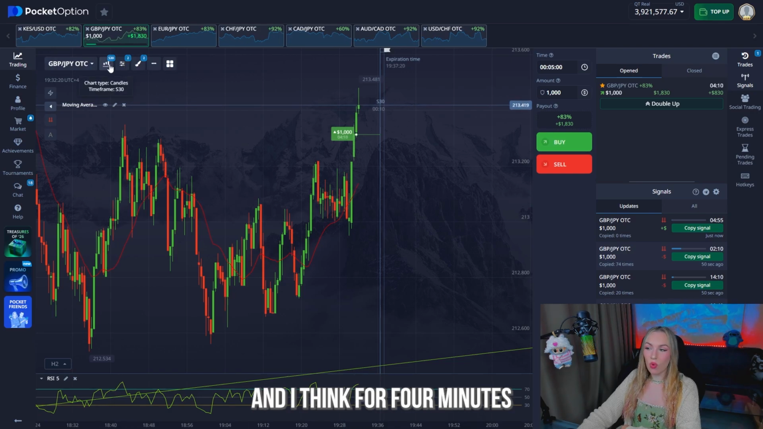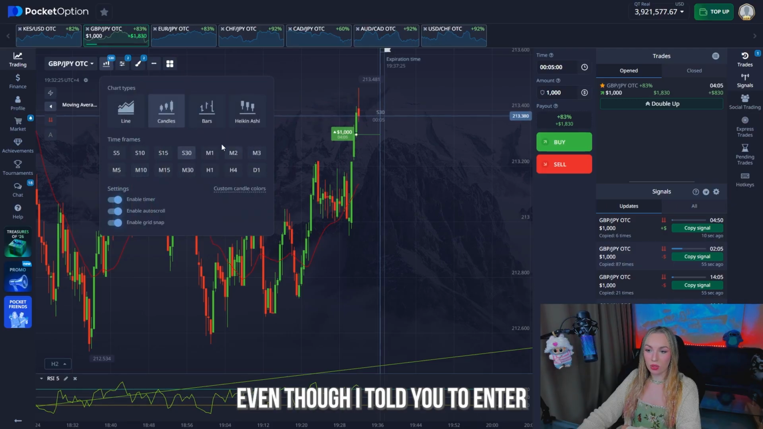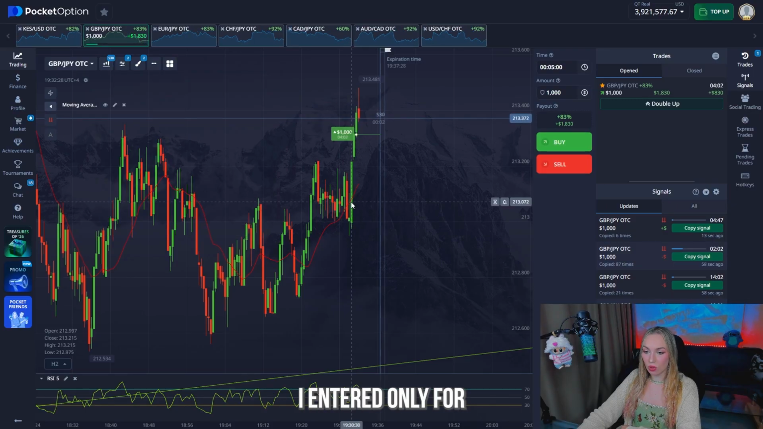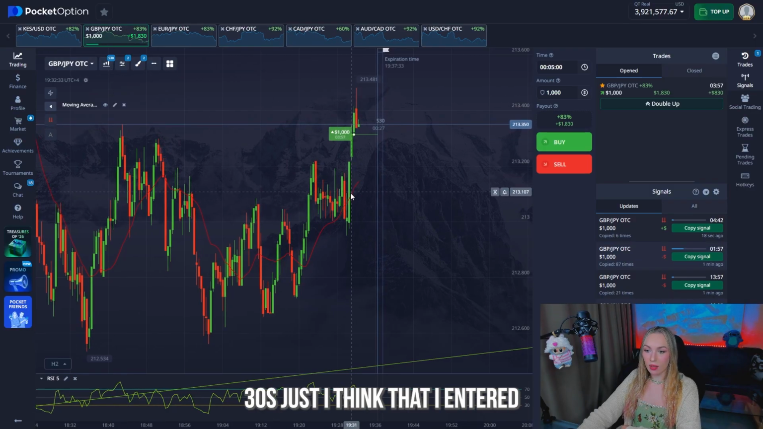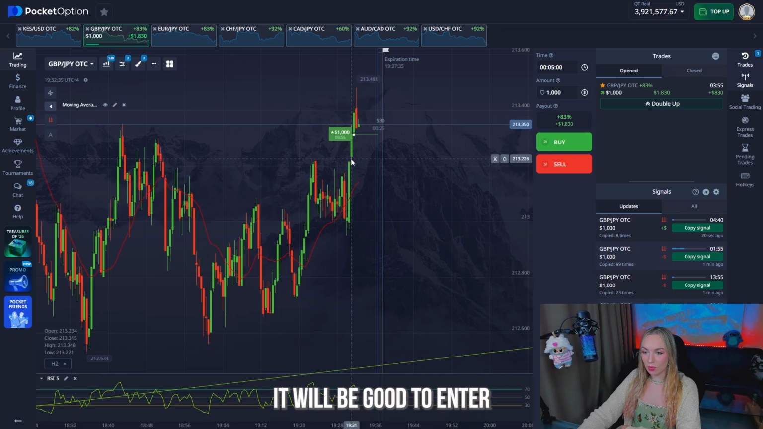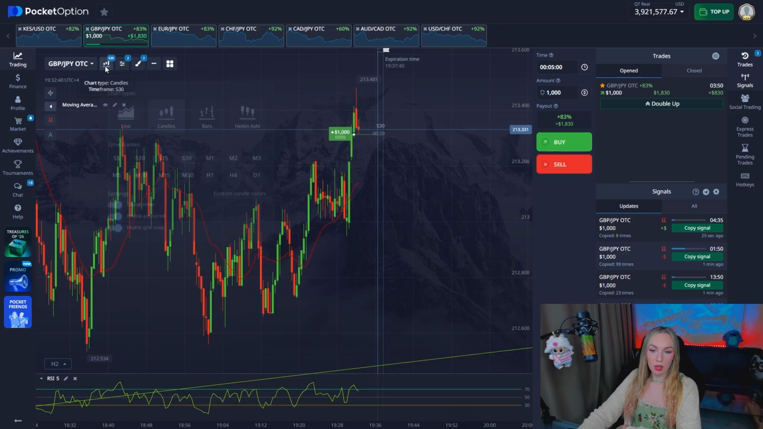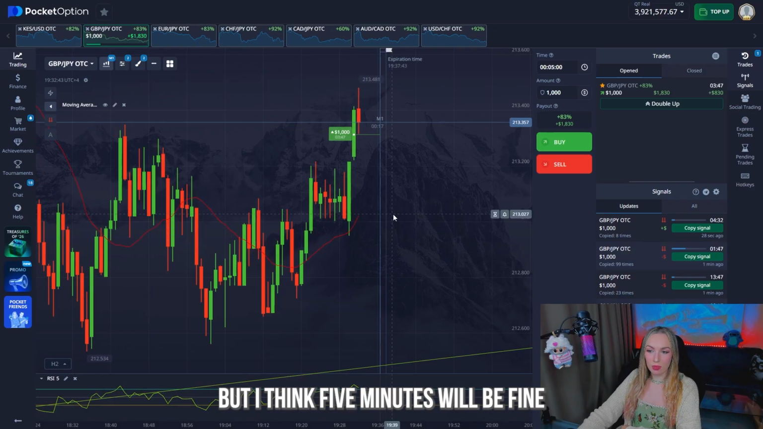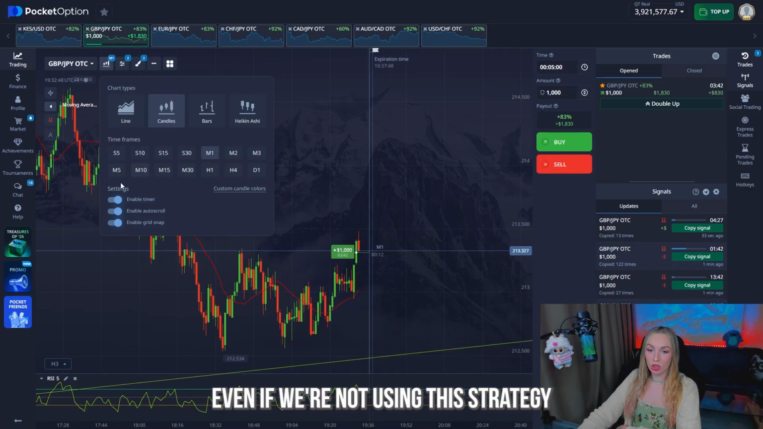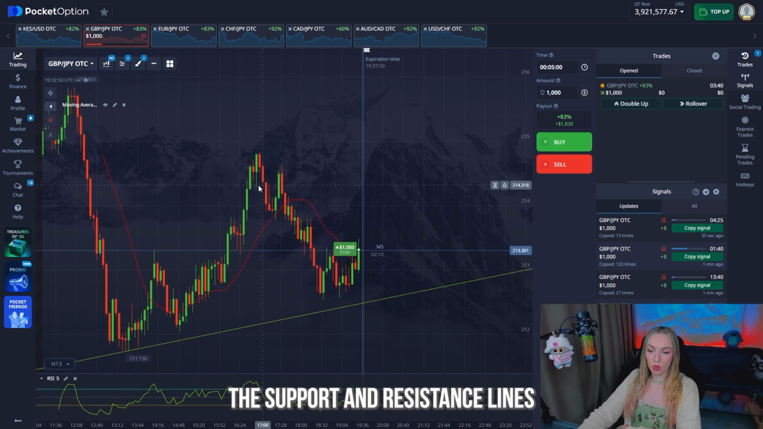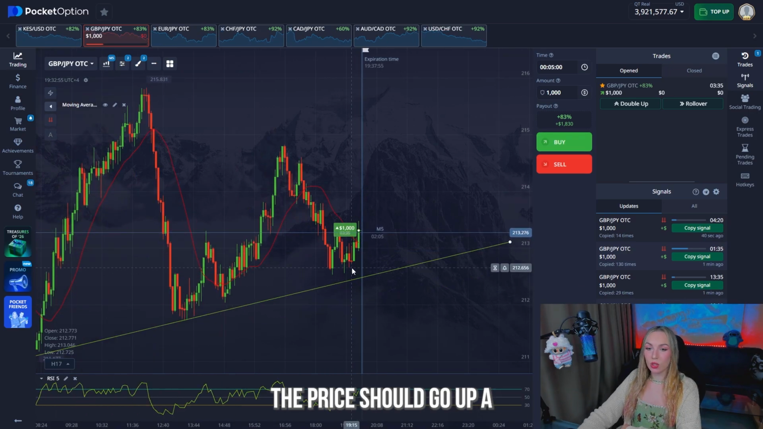And I think for 4 minutes is a good time, even though I told you to enter for only 5 candles, and I entered only in the time frame 30 seconds. Just I think that I entered a little bit late. It would be good to enter somewhere here in the opening of this candle. But I think 5 minutes will be fine, and in 5 minutes it will go up. I mean, even if we're not using this strategy, we can use here the support and resistance lines, and according to my analysis, the price should go up.